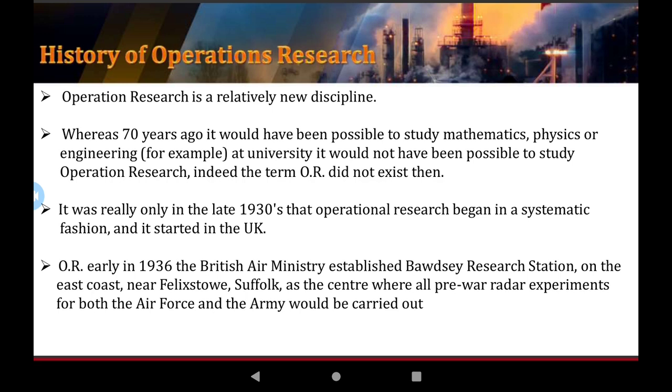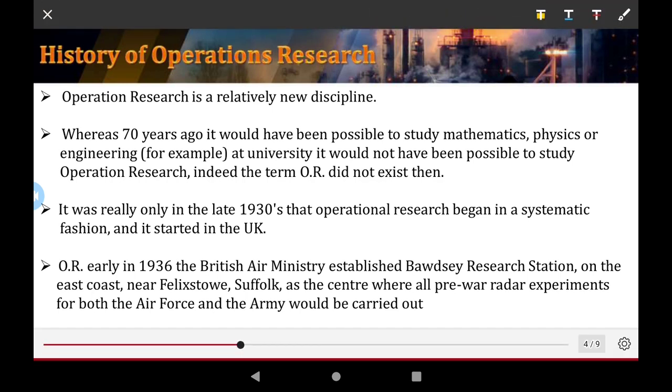Seventy years ago it would have been possible to study mathematics, and mathematical and physical study of engineering, but for example at university it would not have been possible to study operation research.